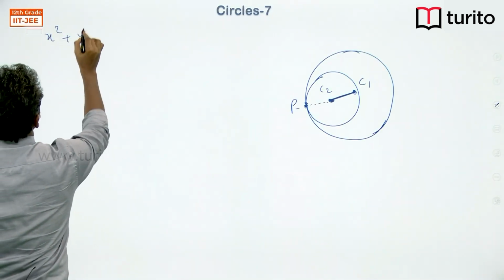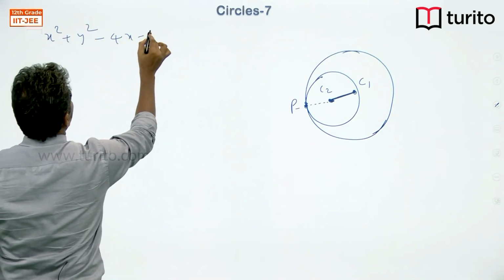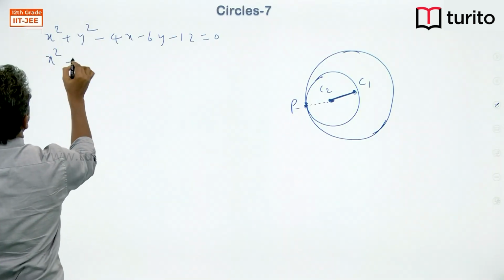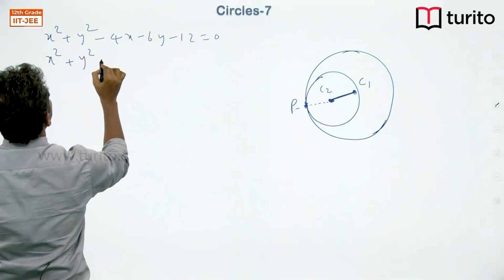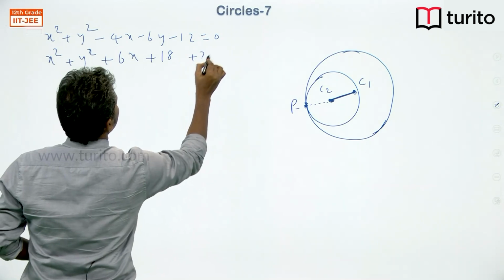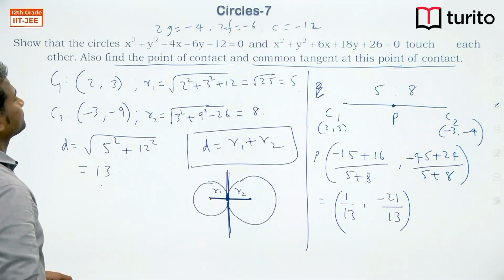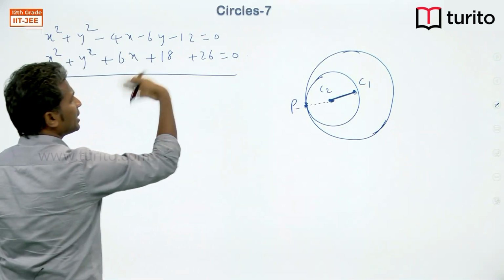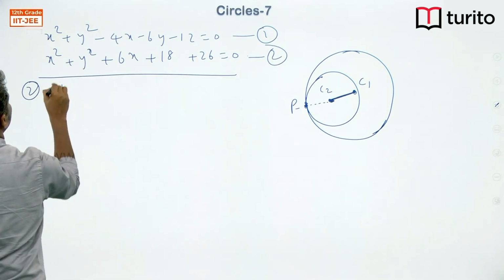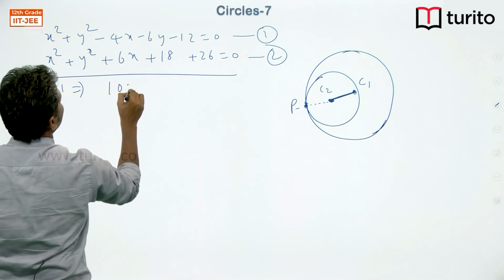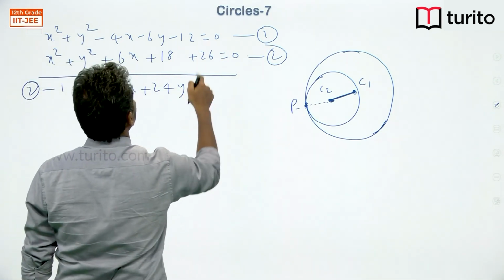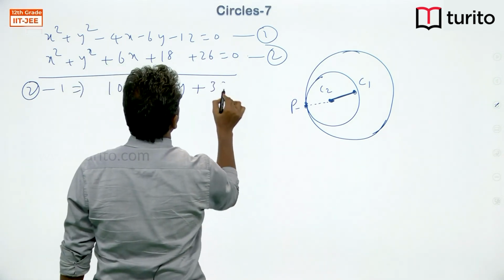Okay. So I'll take the equation like this. First equation is x square plus y square minus 4x minus 6y minus 12 equal to 0. The other circle is x square plus y square plus 6x plus 18y plus 26 equal to 0. These are the circles. Okay. So now we have to subtract one from the other. I am subtracting first equation from the second equation. So I will do it 2 minus 1, which will give me 10x, and here it will be 24y, and here 26 plus 12 will give me 38 is equal to 0.